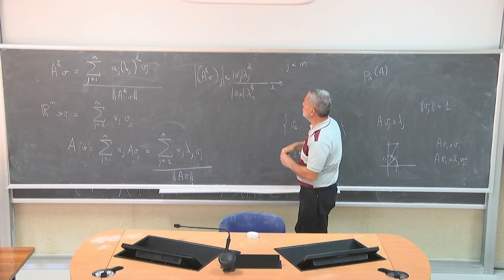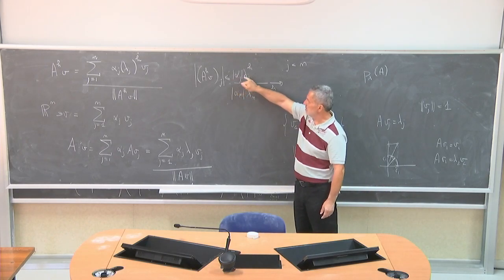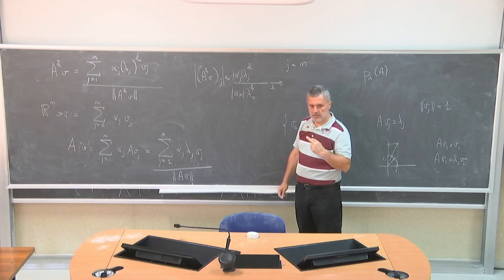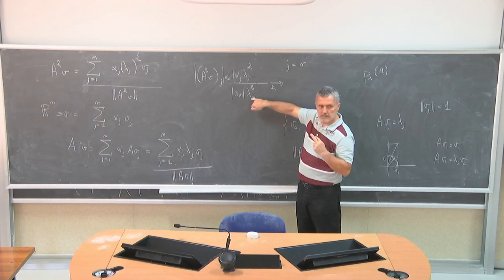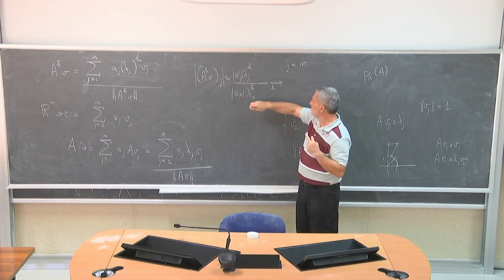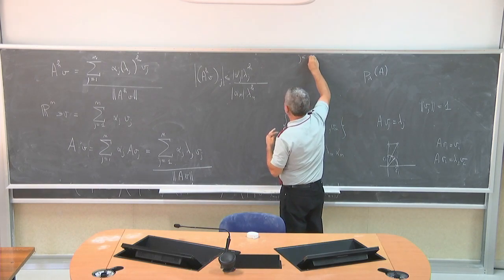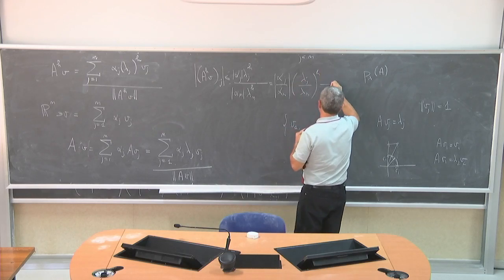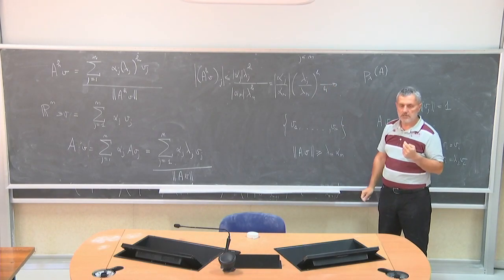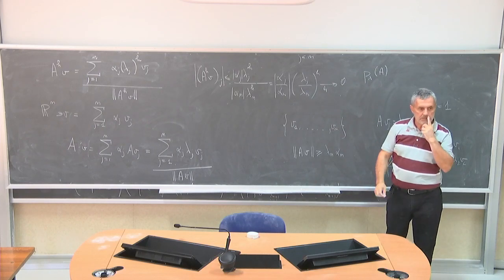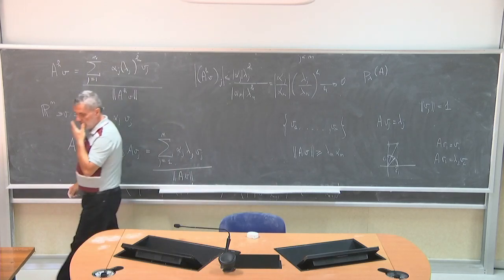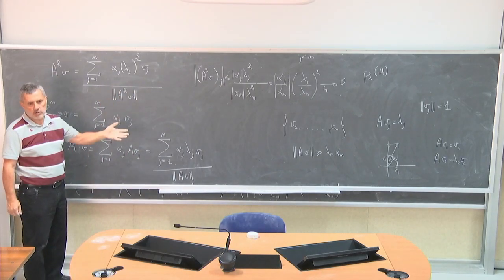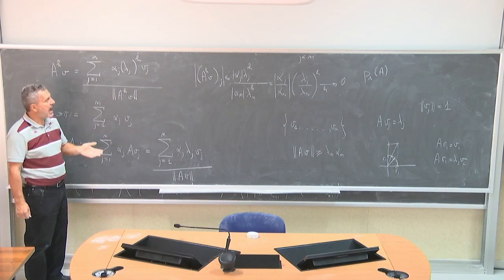This is constant. What is this? Lambda j over lambda n raised to the h. Since the base is less than 1, lambda j was strictly less than lambda n. Then, now it's clear. So all other coordinates are going to zero.